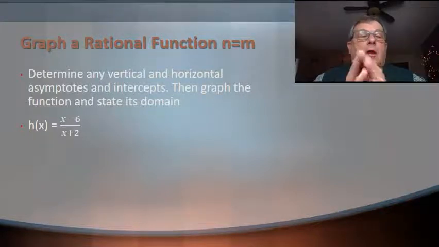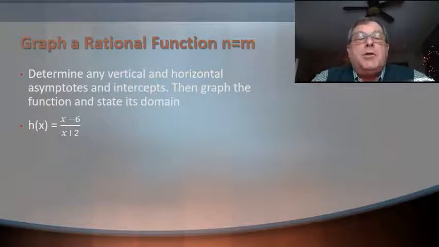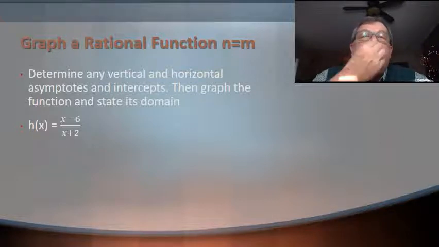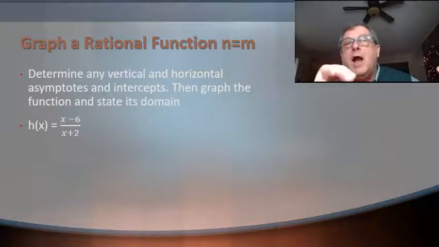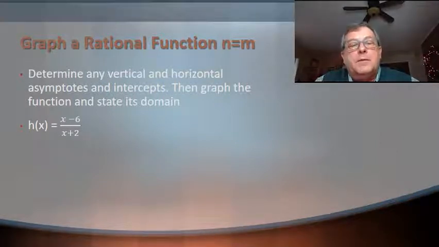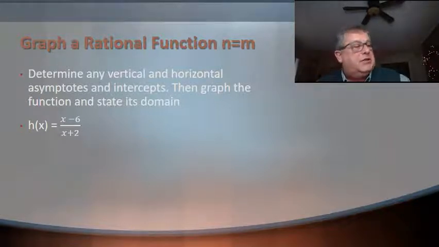Well, we're marching along, graphing rational functions, determining vertical and horizontal asymptotes and intercepts, and then stating the domain of the function. And in these two examples we're going to be looking at where the highest power of the variable x in the numerator is equal to the highest power of the variable x in the denominator, and getting an idea of what the characteristics are of a graph such as this.